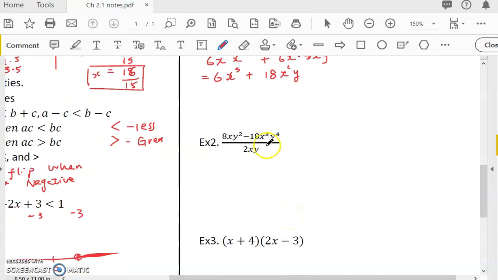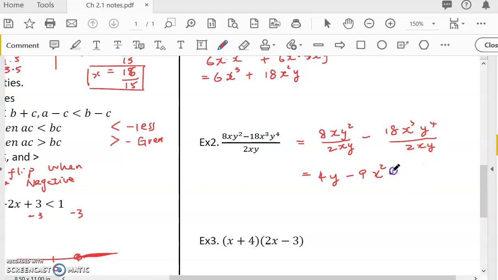What about dividing? So do the same thing. Because this is a binomial, I can split it into 4x squared y squared over 2xy minus 18x cubed y to the fourth over 2xy. Okay, so for the first one, I divide 4 by 2, so 2. x over x cancel. y squared divided by y is just 1y. 18 divided by 2 is 9. x cubed divided by x is x squared. y to the fourth divided by 1y is y cubed.